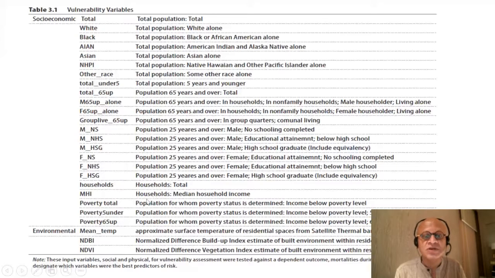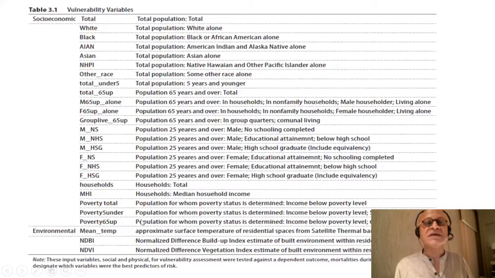So households, median household income, poverty, under 5, 65 and up, and environmental parameters like mean temperature, normalized difference built-up index, and normalized difference vegetation index, which tell you how the urban heat island is going to affect your particular neighborhood. You have to get very local.